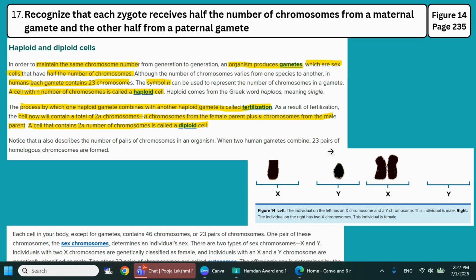The 23rd pair of chromosomes is the sex chromosome. So we have 23 pairs. Out of these 23 pairs, 22 pairs are the same in both males and females. The last pair, the 23rd pair, which is called the sex chromosomes, can be different. There are two types, X and Y. Individuals with two X chromosomes are genetically classified as females. Those with one X and one Y are males. So this is the pair of sex chromosomes which you have. One is coming from the female, one is coming from the male.